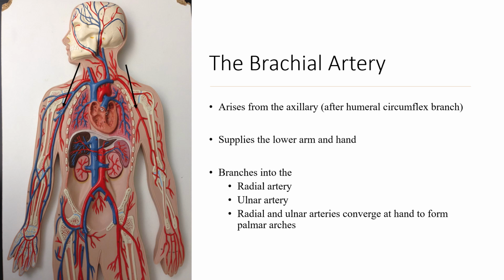Now, the brachial artery, once again, arises from the axillary artery after the humeral circumflex branch. The brachial artery supplies the lower arm and the hand. It branches into the radial artery and the ulnar artery, and the radial and ulnar arteries converge at the hand to form the palmar arches.